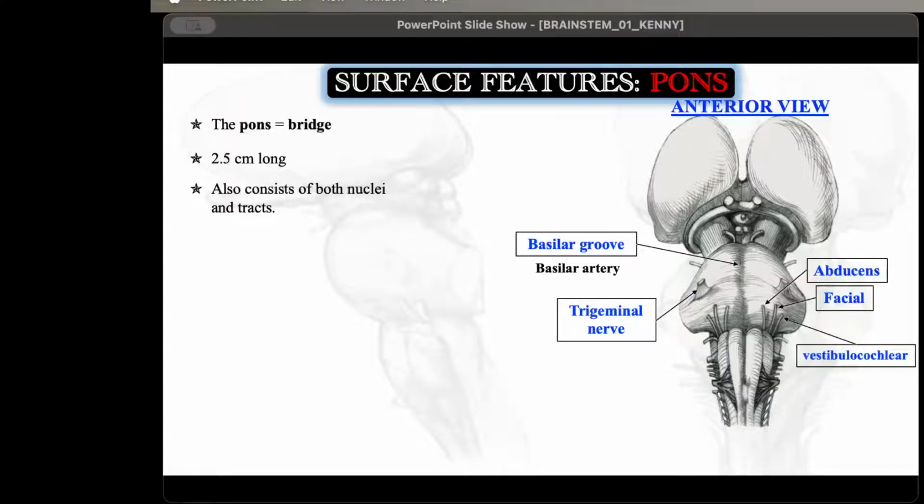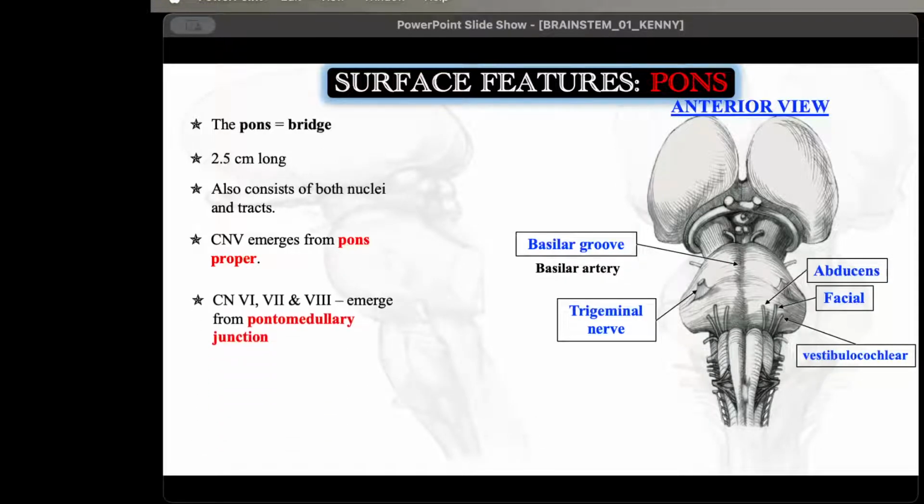All of these three nerves here, they come from the pontomedullary junction, the junction between pons and medulla. So all these three cranial nerves, cranial nerve number 6, number 7, number 8, they come from the pontomedullary junction.